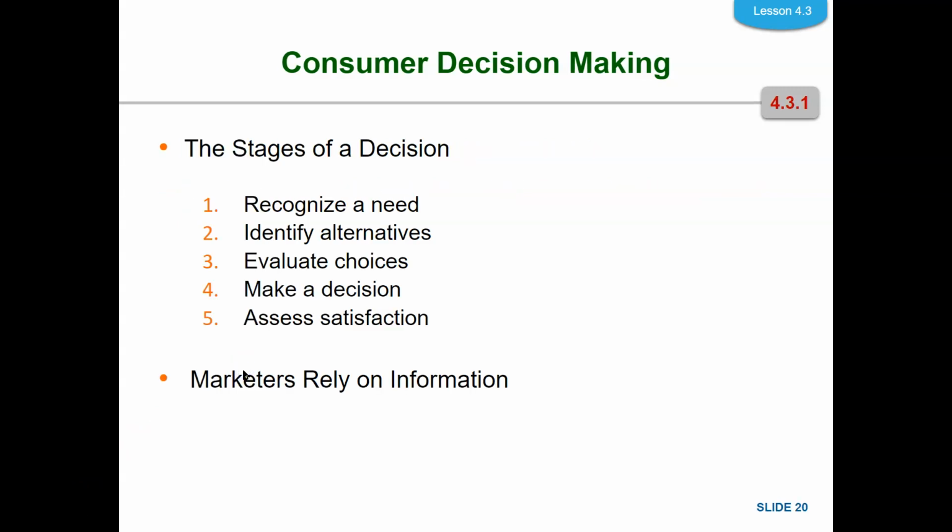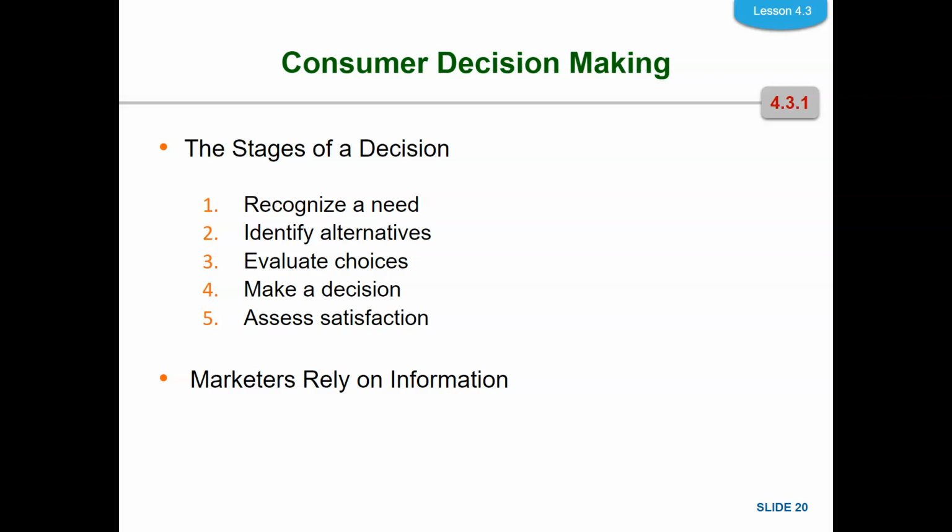So, the stages of a decision. You recognize a need, you identify alternatives, you evaluate choices, you make a decision, and you assess satisfaction. Now, the details of all these 5 parts of the stages of a decision, there are paragraphs in the textbook with subsections, like actually identifying what they are. So, for details on this, so you can answer the questions, page 106 is going to be golden for you.